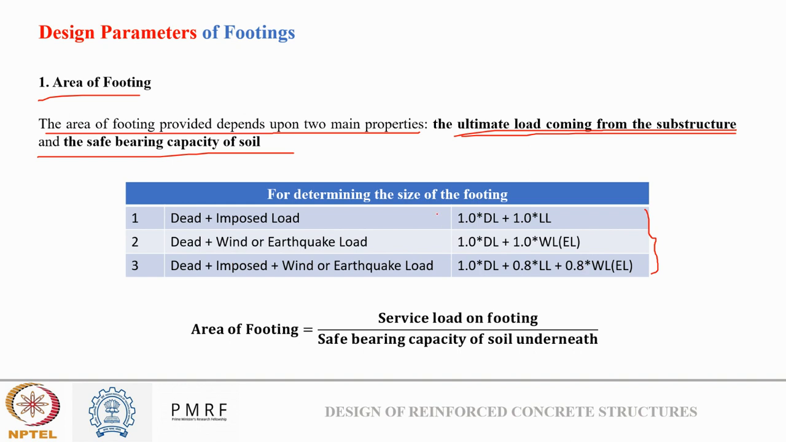Okay, so based on this we calculate the service load acting on the footing, and we know the safe bearing capacity of the soil beneath. This load is in kilonewton or Newton, and this is in Newton per millimeter square. Dividing the service load by the safe bearing capacity of the soil will give us the area of footing that is necessary so that there is no soil failure. So the first step is to decide the area of footing.